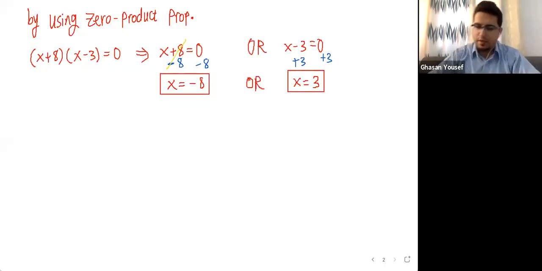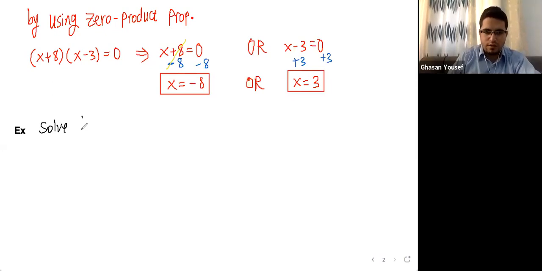So here I have another example. Example 2. The example is: solve the quadratic equation by factoring. Solve by factoring. And the question is z squared equals 4.